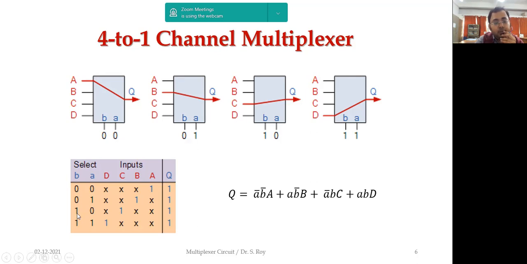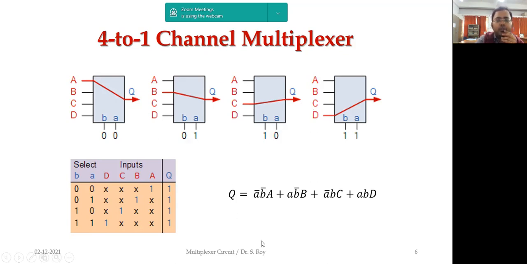If the select lines are 1 and 0, the don't care conditions are inputs D, B, A, because now it is connected only with the C input and the output will reflect the condition of C. At the last, when both the select lines are 1 1, it is connected with D. So the don't cares are A, B, C.